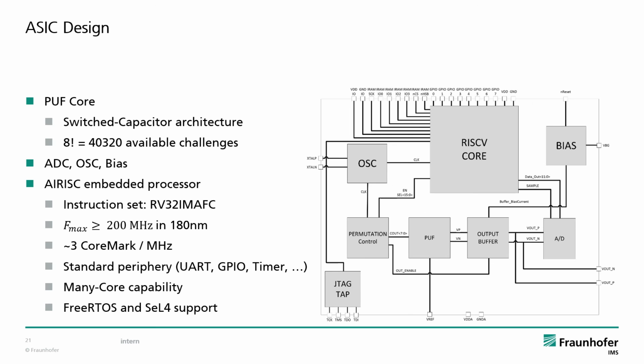We integrated the PUF core together with our iRISC processor, which follows the 32-bit RISC-V instruction set with the extensions I, M, A, F, and C. The processor can be clocked up to 200 MHz in the chosen 180 nanometers technology and performs about 3 CoreMark per megahertz. It has a built-in standard periphery like UART, GPIO, and timers, and features many core capability. FreeRTOS and SL4 are also supported to make real-time applications or formal verification possible.